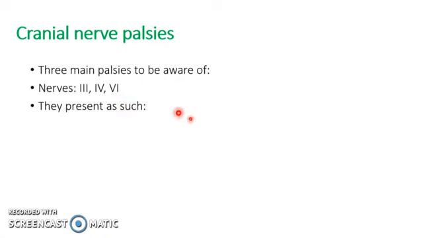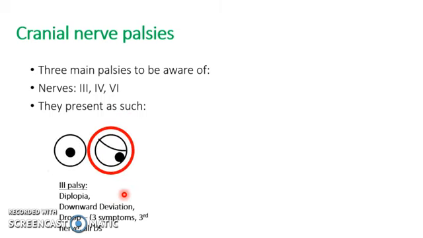They present in such a manner, and I've made a few little diagrams to illustrate this. So to start with, a third nerve palsy. In a third nerve palsy, the affected eye would have an eyelid droop, they would complain of diplopia, and they would get downward deviation of the eye. The way I remember it is 3 symptoms, it's the third nerve, and they all begin with the letter D. So diplopia, downward deviation, and droop, which would present as such.